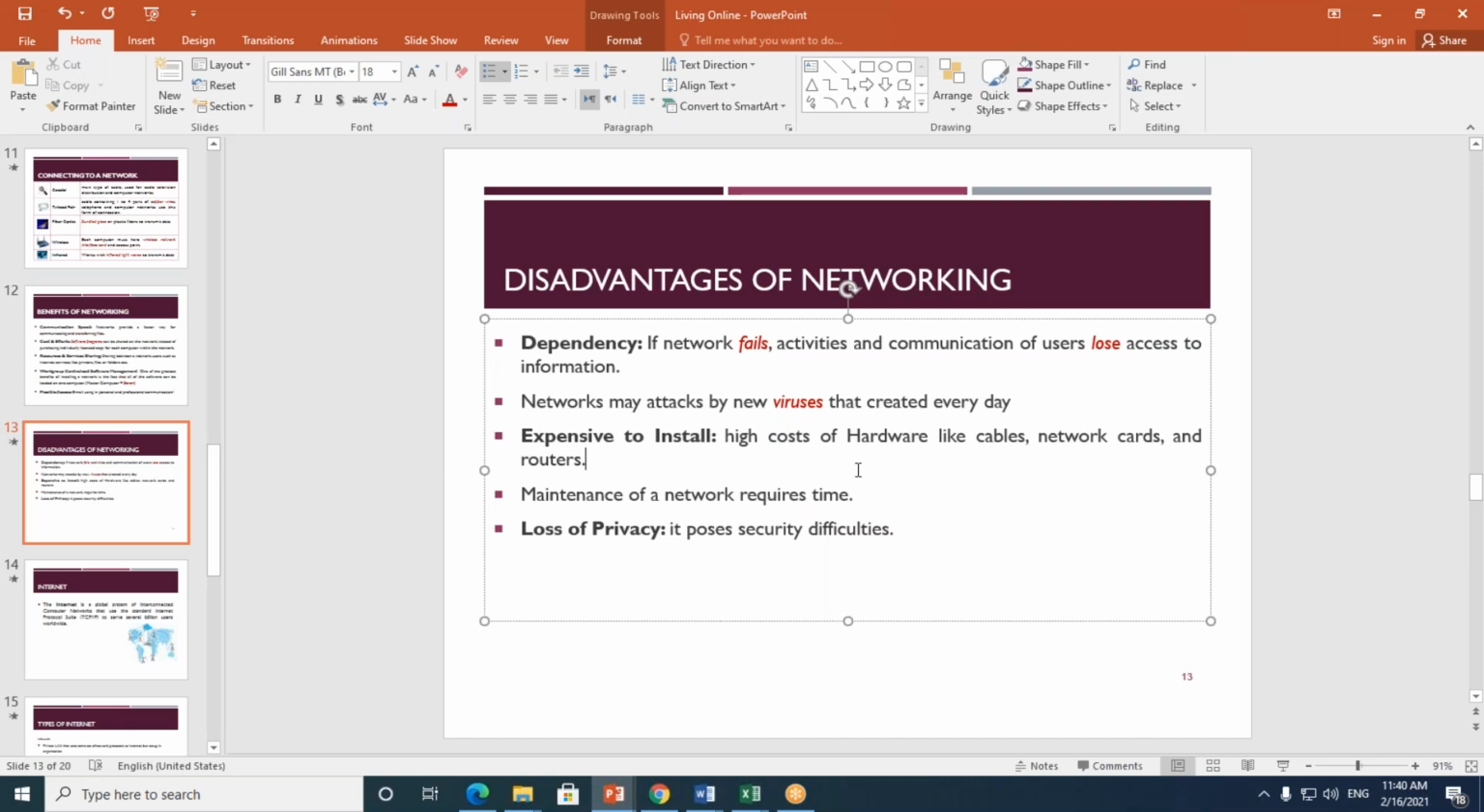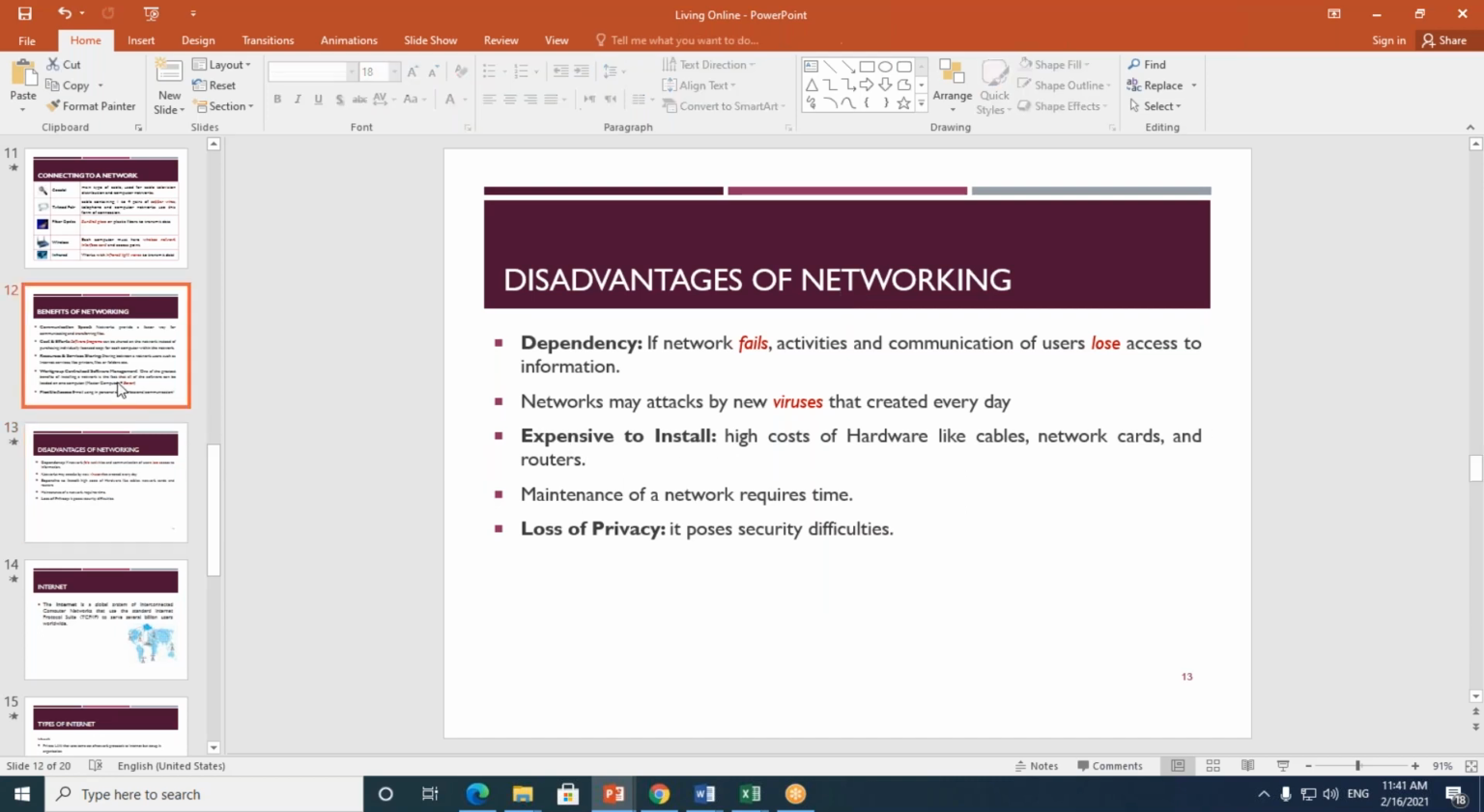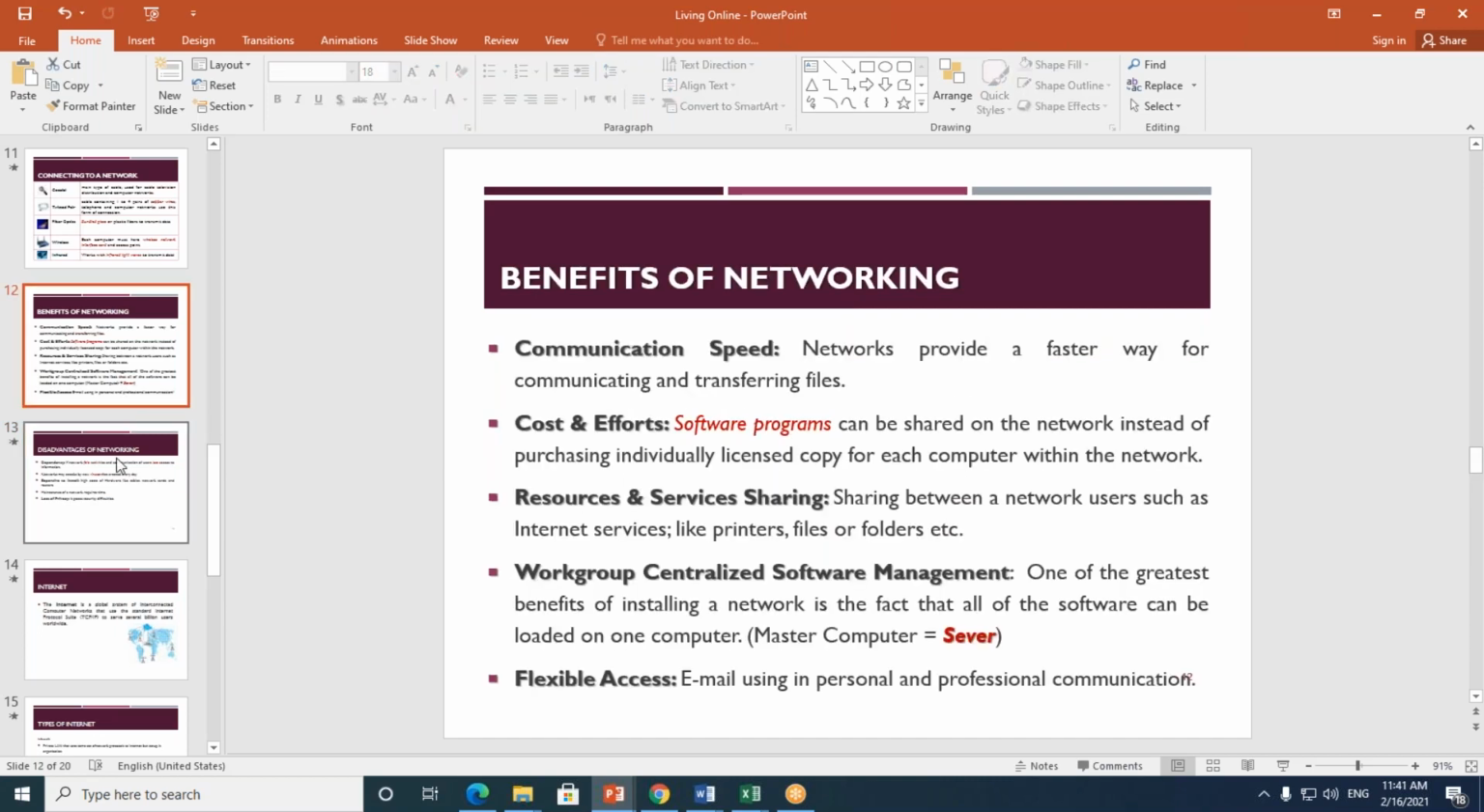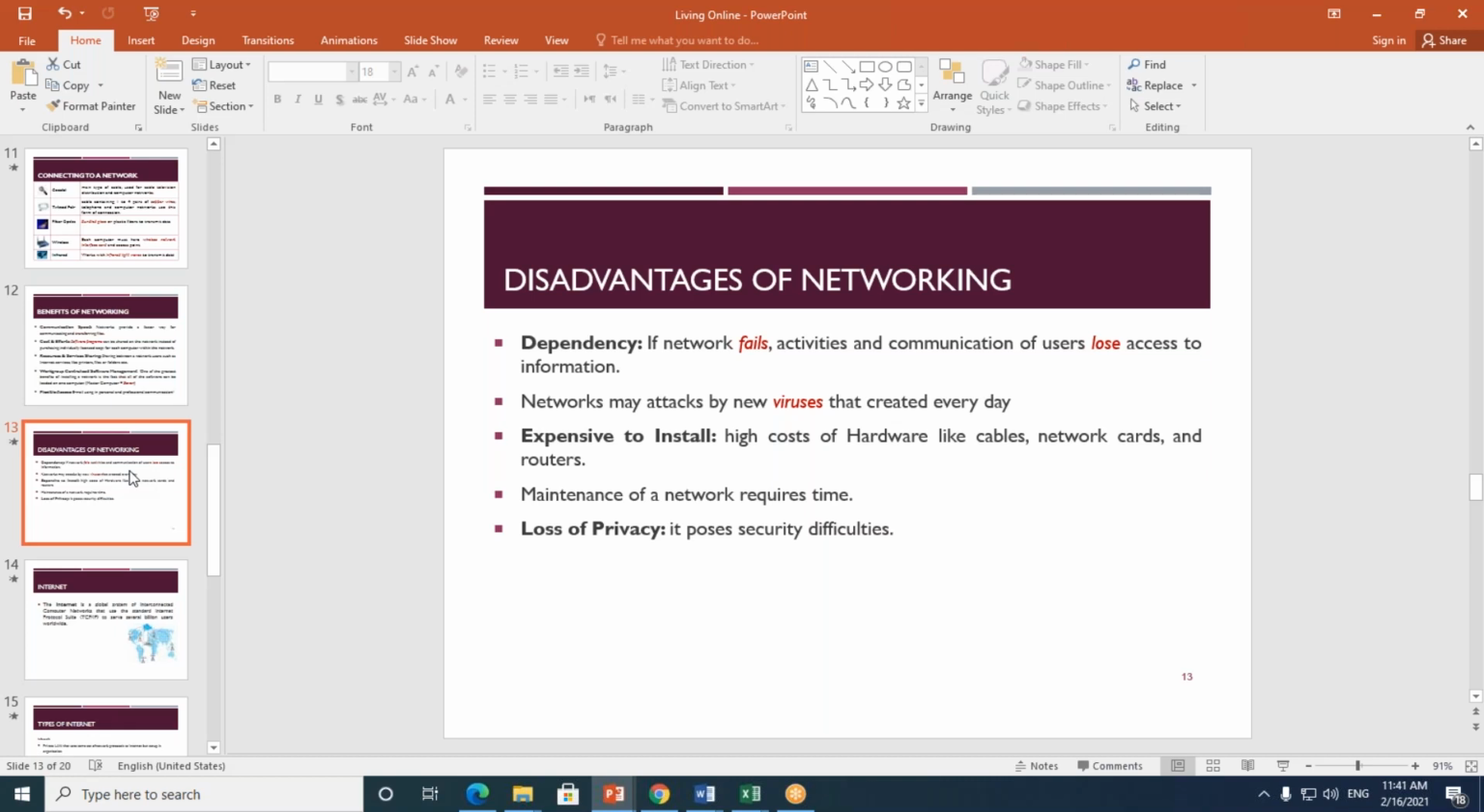A network is very expensive to install. It has many benefits, but you have to pay for that. It has a price. We should not get confused: expensive to install, or over here we say it will minimize the cost. This will not be every time. You will do it once.